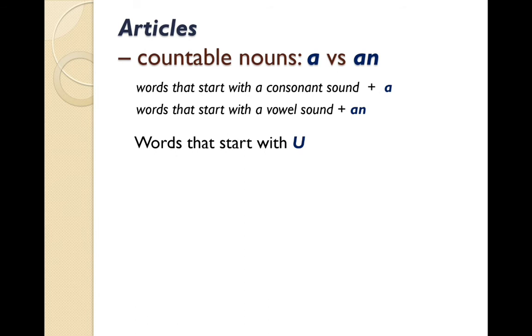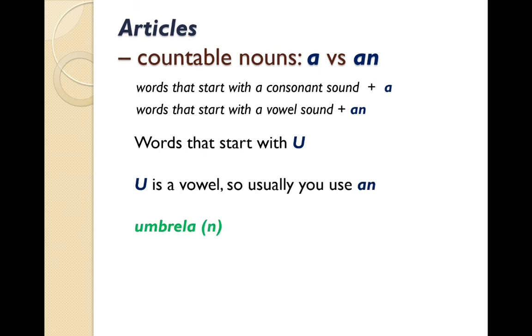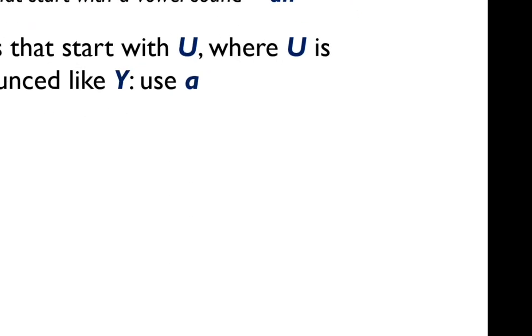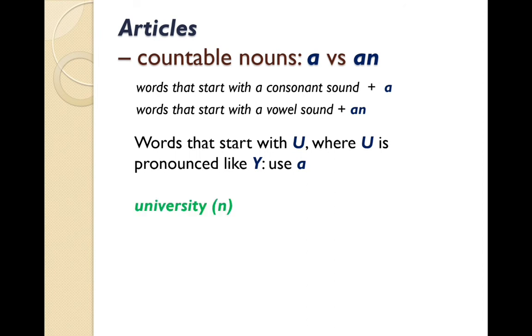Now there are some exceptions, so words that start with u. U is a vowel, so usually you use an: an umbrella, an understanding, an umpire. But where U is pronounced like Y, so the U sound is a consonant sound, then we use a. Some examples of this would be a university, a useful pot, for example, a unique person, a uniform.